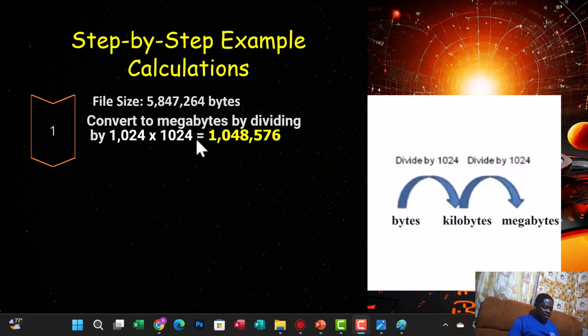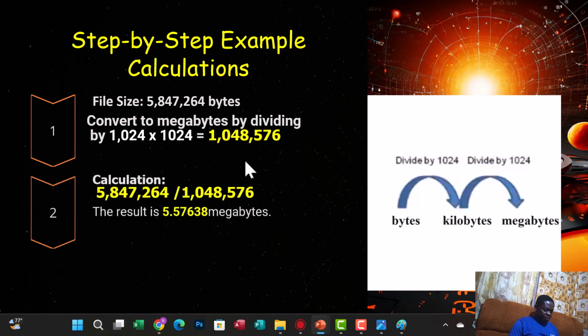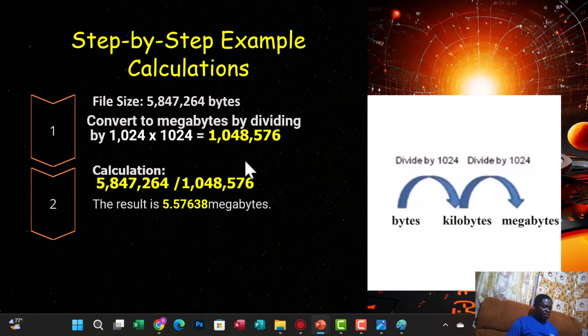This gives us a result of 5.57638 with other recurring figures. It's advisable to round it to 2 decimal places, as perhaps it can come in the question. So the final conversion is 5.58 megabytes.